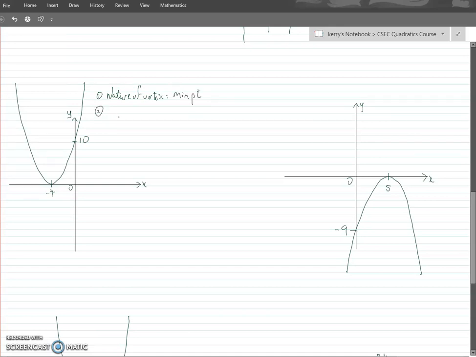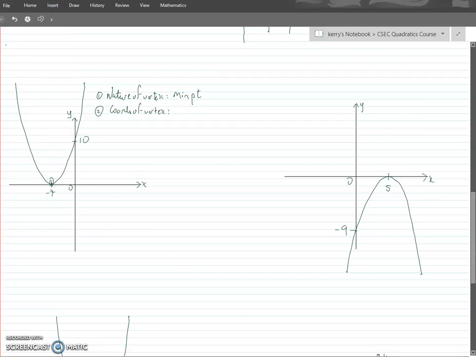The second thing, and again is in no particular order, we want to find the coordinates of the vertex. In this case, the vertex is a minimum point. So what is the coordinates? So look at where the lowest point is here. This is the lowest point. So the lowest point is where x is -7, but it's touching the x-axis.